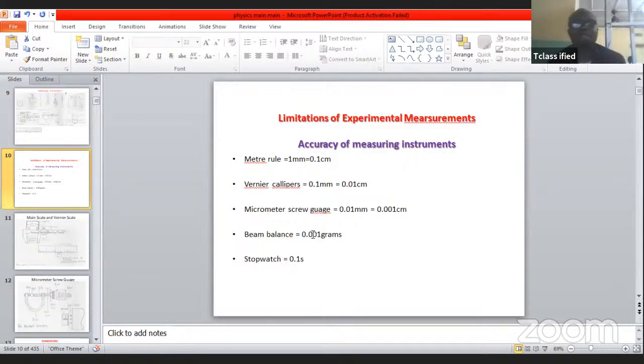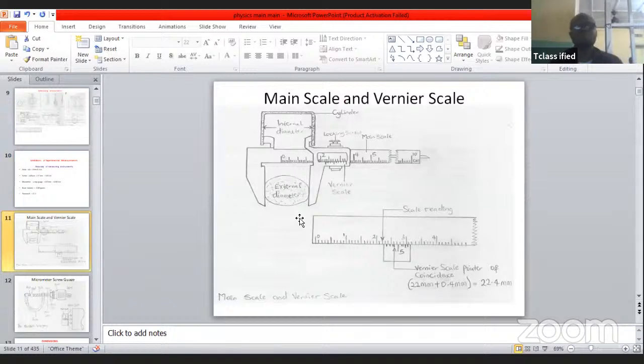Let's look at the beam balance, which is 0.001 grams. Similar to what we have here, but it's in grams. Whereas the stopwatch is 0.1 seconds. So measuring accuracy is very, very important. We're going to look at the past questions, and when we are solving them, we'll be able to see where this is applied. That's why I brought out a slide just for it, because it's going to be very important. Okay, so let's now go into using these various measuring instruments.